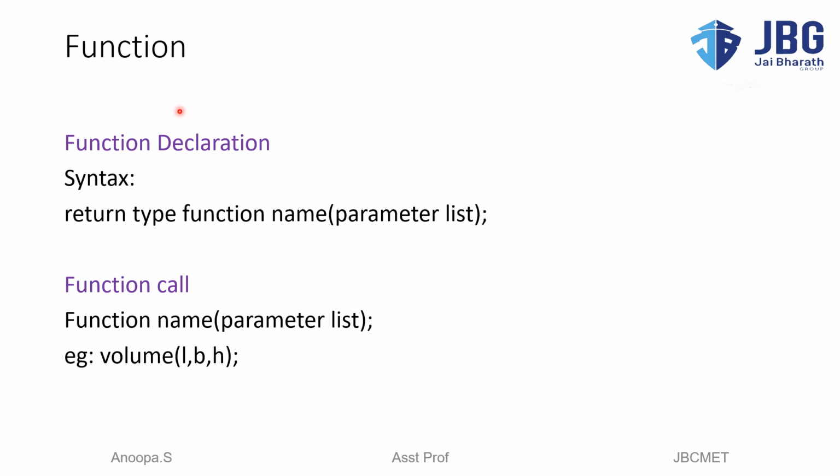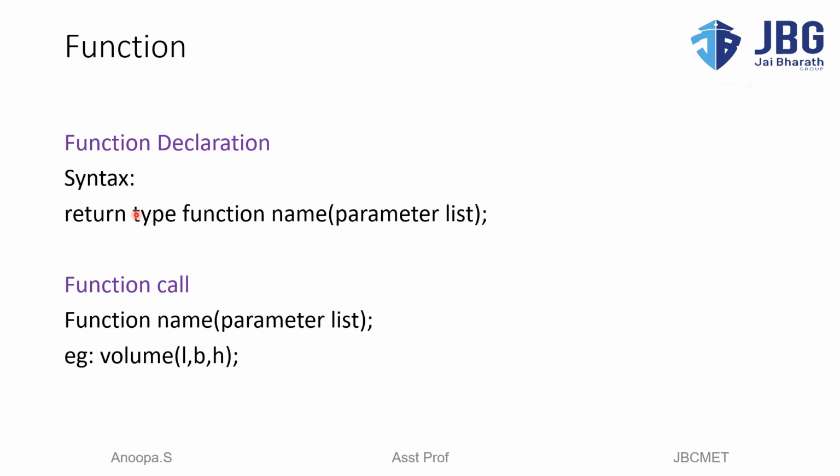Now function declaration. The syntax of function declaration is return type, function name, parameter list. There is no body. In function definition we had a body, here there is no body. One more difference is that there is a semicolon at the end. Now we know what a declaration is, right? If we say int a, it means that a is an integer data type.